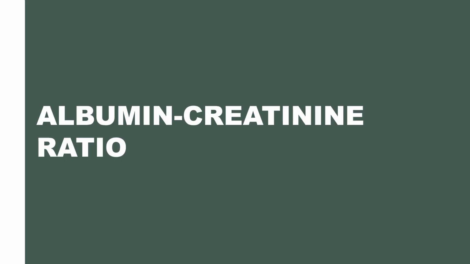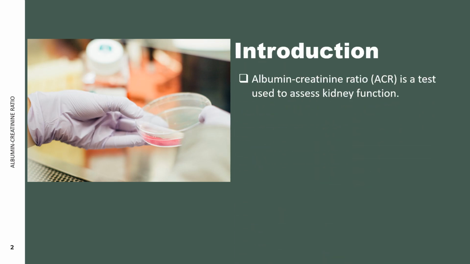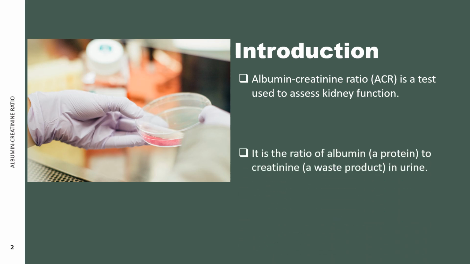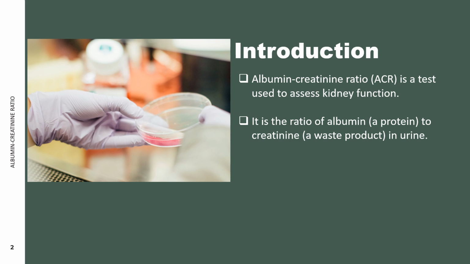Today I have got a very interesting topic, that is albumin creatinine ratio. Let's start the video. So a brief introduction. It is a very important diagnostic test to assess the kidney function. Moreover, by definition, it is the ratio of albumin to creatinine in the urine sample, and it mainly detects albuminuria, which is a marker for kidney damage.